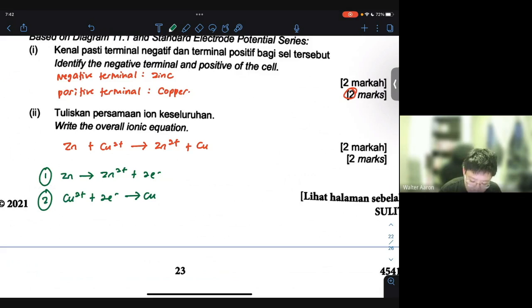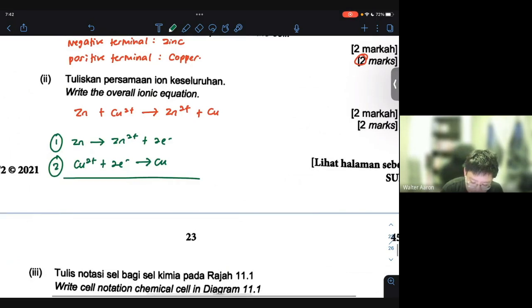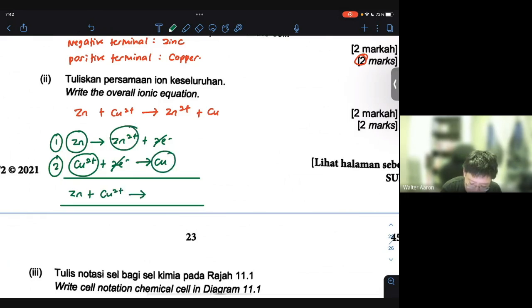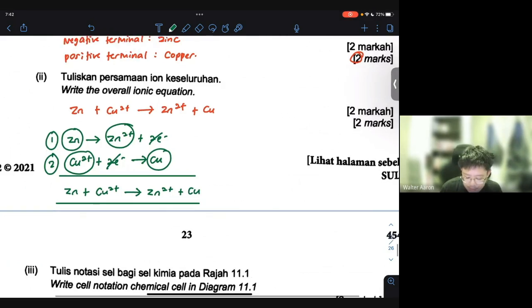Okay, so what happens here is that you have the first one, which is the oxidation reaction, and the second one will be the reduction reaction. Then to write an overall ionic equation, you have to combine the first and the second one together. So what you can do is you can just cut off the electrons. In this case, whatever that's before the arrow, place them together. That's a shortcut method. And then whatever that's after the arrow, you place them together. Okay, and then you'll be able to get the ionic equation.